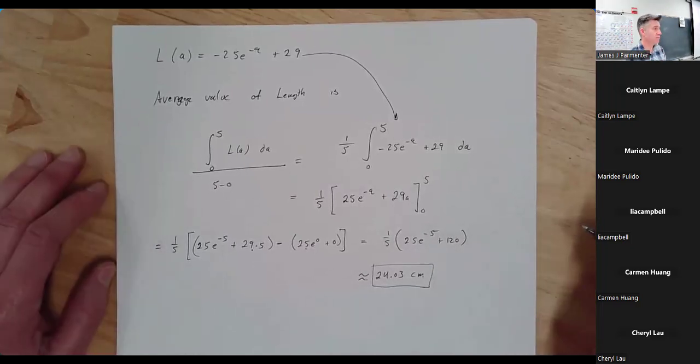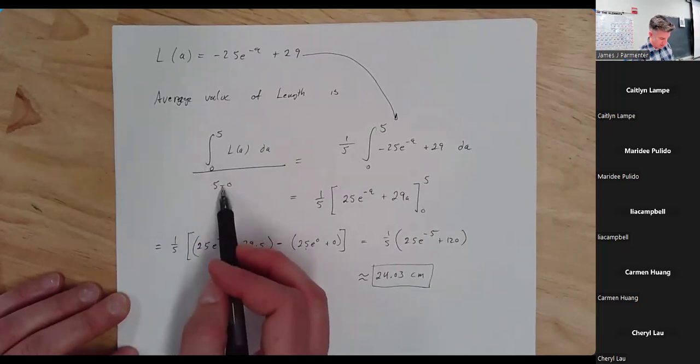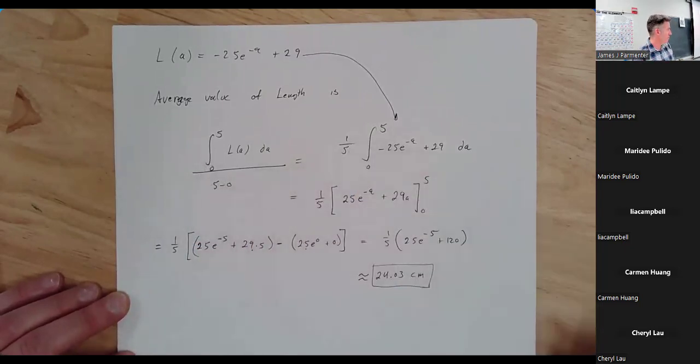Interesting. Grows a lot in its first few years. Question? Yeah. Oh, wait, no, never mind. I think that 1/5 is just coming from the b minus a right there. Yep, exactly. That divided by 5 minus 0, I rewrote as times 1/5.